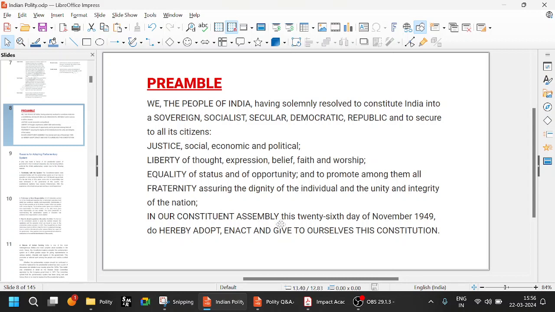And one more thing is, see, adopt. When was the constitution adopted? It was adopted on 26th November 1949. Basically the preamble was adopted. But if you say when did the constitution come into force, then obviously that will be 26 January 1950, basically our Republic Day. So all these are very important. These differences and everything are very important.